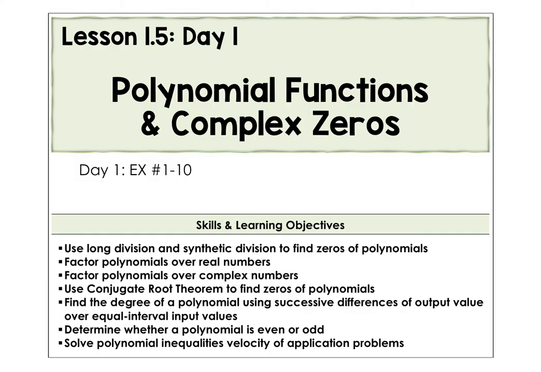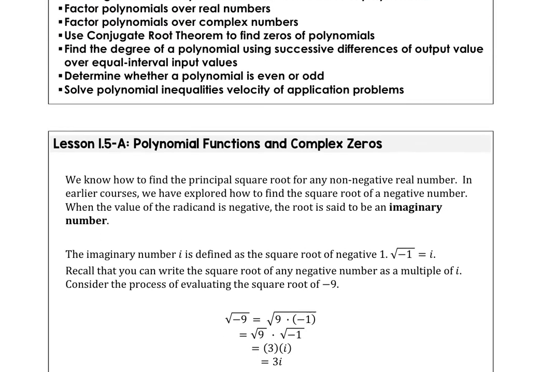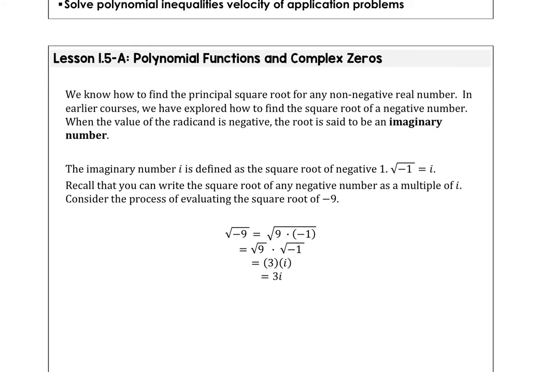We're looking in Lesson 5 today, polynomial functions and complex zeros. You might recall from Algebra 2 the definition of a complex zero. You might recall from Algebra 2 how we defined a complex number as any number where there is both a real number part and an imaginary part.